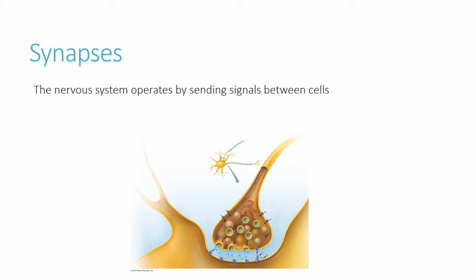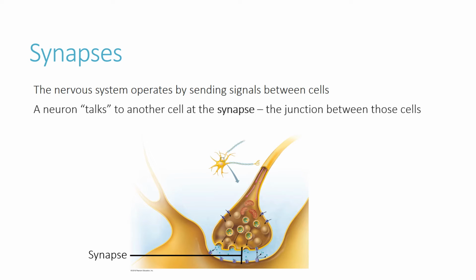The nervous system operates by sending signals from one cell to another. A neuron communicates to its target cell at the synapse, the junction between those two cells. The cell that is sending the signal is referred to as the presynaptic neuron. The cell that is receiving the signal is referred to as the postsynaptic cell.